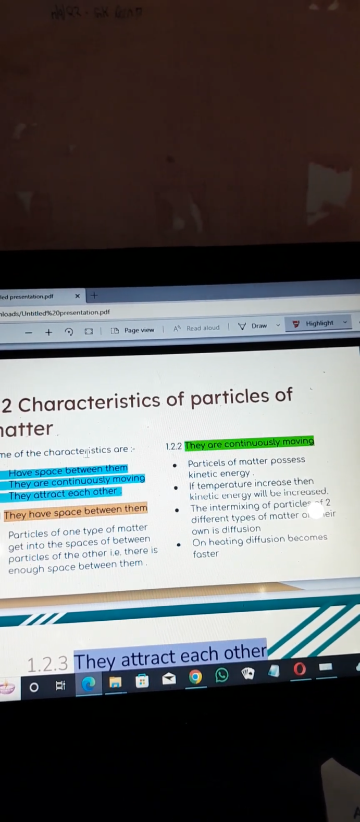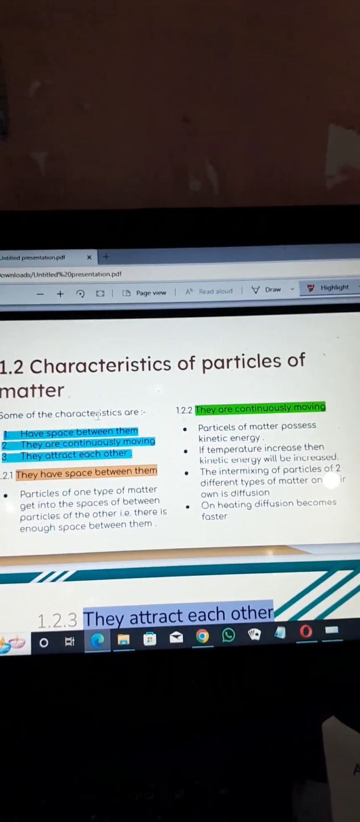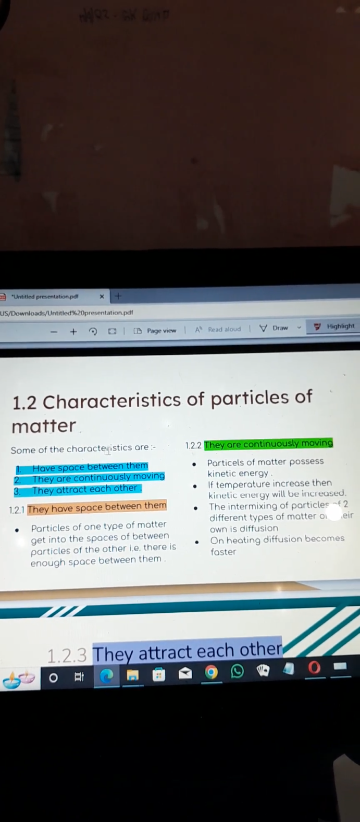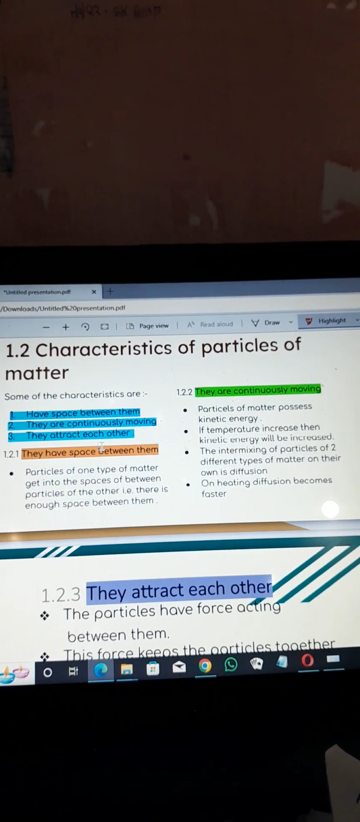Then, they are continuously moving. Particles of matter possess kinetic energy. What is kinetic energy? We'll discuss it in a further video. If temperature increases, then kinetic energy will also increase. The intermixing of particles of two different types of matter on their own is diffusion. On heating, the diffusion becomes faster.